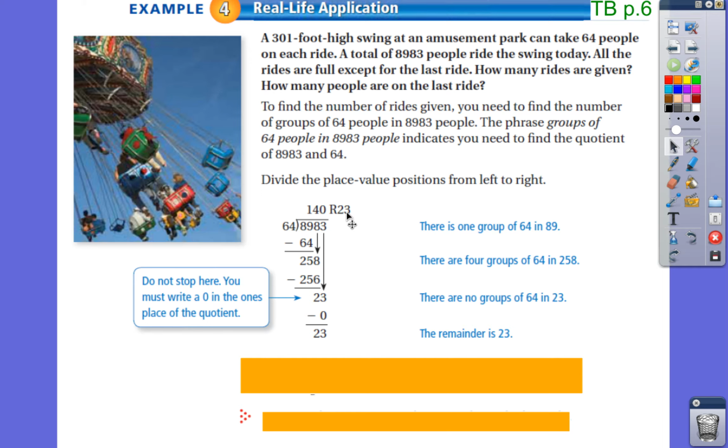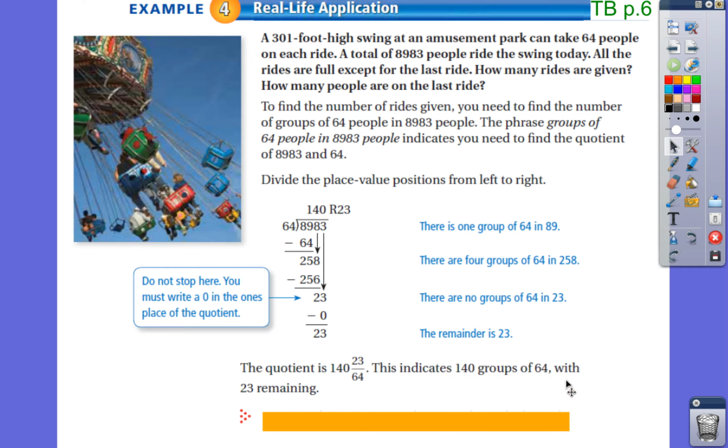Now, I prefer that when you have a remainder, instead of writing R23, which I consider the elementary method, what I'm going to ask you to do is simply write the remainder as a fraction. The reason for this is the number 23 on its own doesn't tell you much, but when I know that it's 23 out of 64 for that last group, it gives me a much better idea of what that value is.